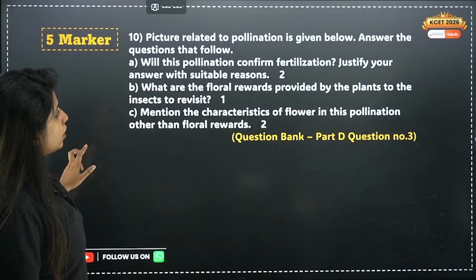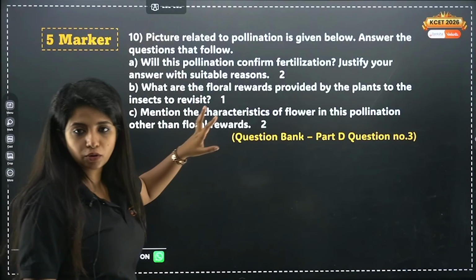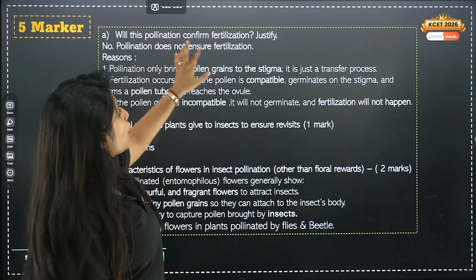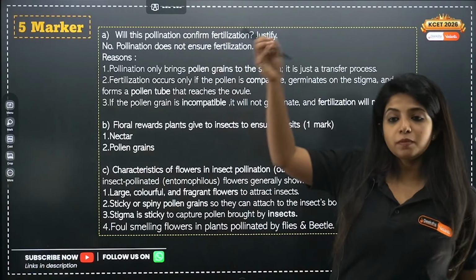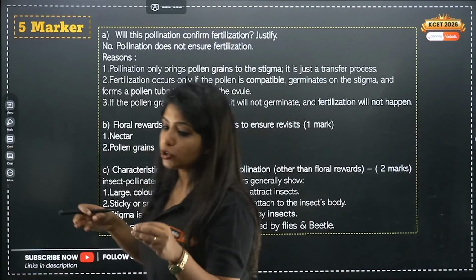Now, if a picture related to pollination is given, that means insect pollination is given over here. You have to talk about whether this pollination will confirm fertilization. Do you think pollination confirms fertilization? No. Pollination means landing on the stigma. Fertilization means fusion of male and female gamete.